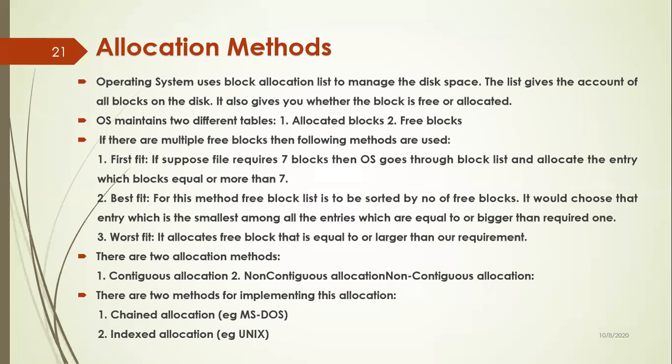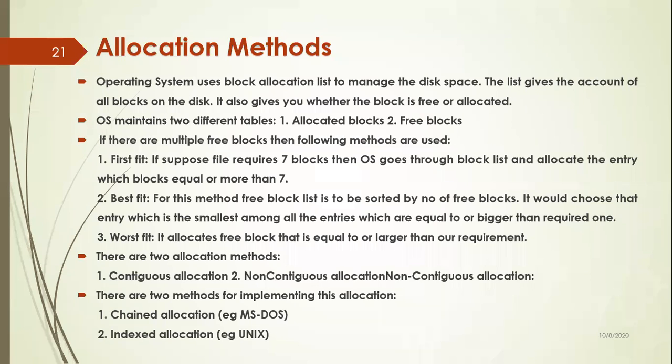In the best fit, it is going to sort it in ascending order, and then it will choose the best fit for the file storage. Then the worst fit, it allocates a free space that is equal to or larger than our requirement. So that is the worst fit.